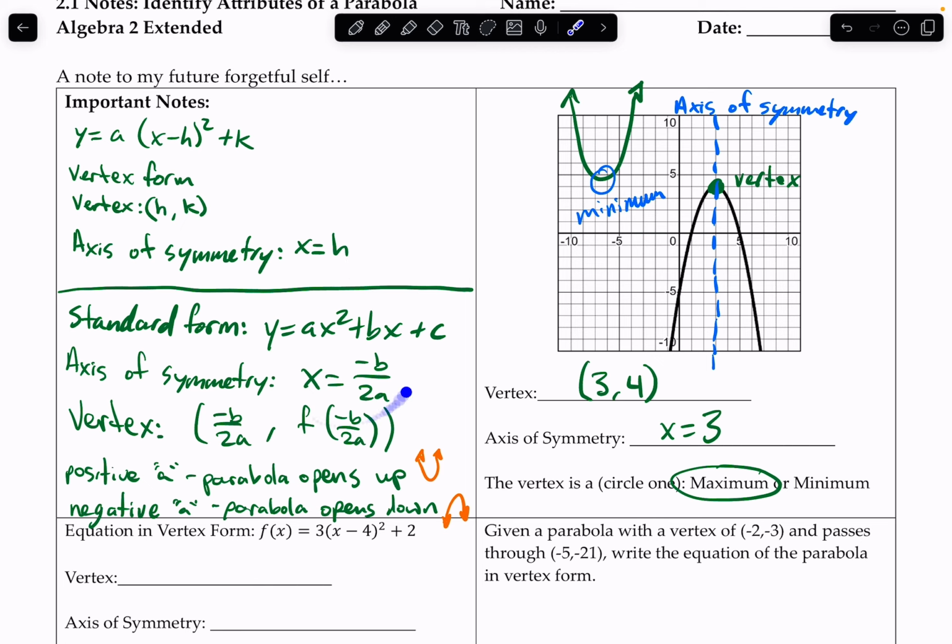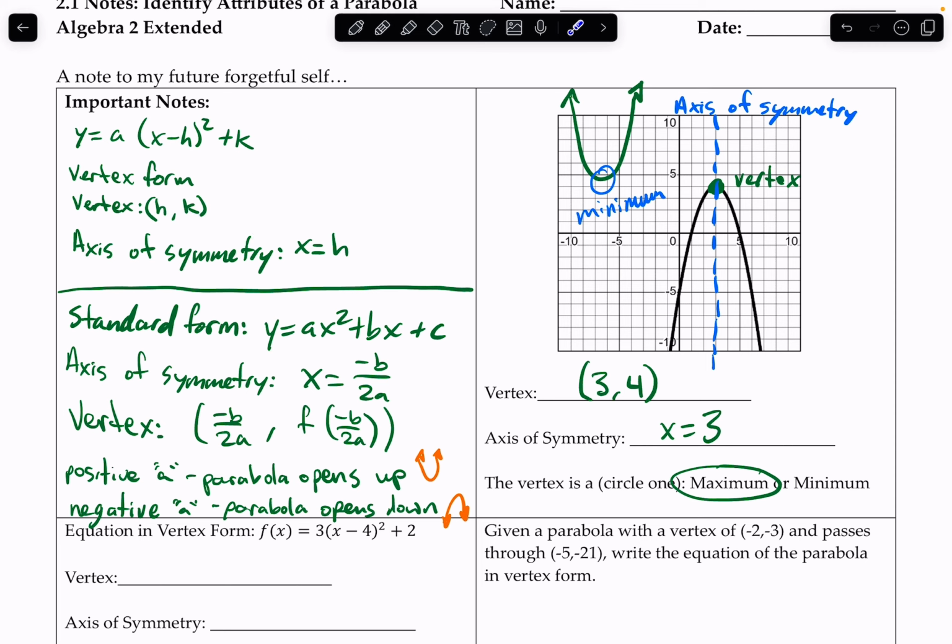In standard form, you have a little bit more to do to figure out the axis of symmetry. You have ax squared plus bx plus c. You have to take your linear coefficient, which is the one next to the x, take its opposite, so negative b, then divide by 2a. That's your quadratic coefficient, the one next to the x squared. So whatever number is next to the x, negate it and divide by 2 times the number next to the x squared. So negative b divided by 2a. That also gives you the x value of your vertex. Notice negative b over 2a matches up here: x equals h. That x value of your vertex is always equal to the axis of symmetry.